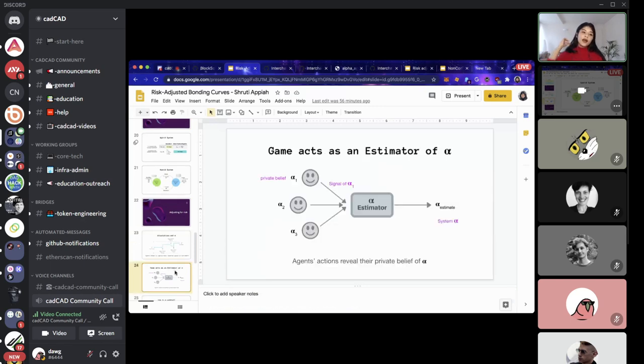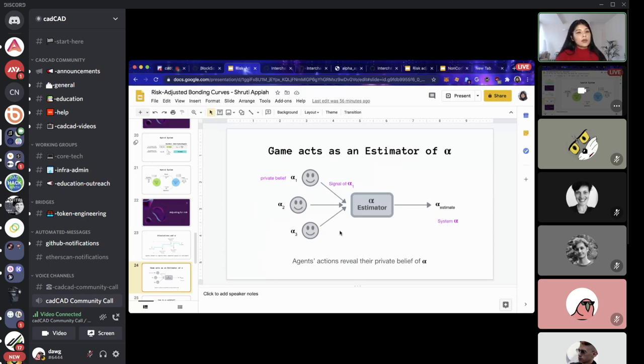And so you can see how with this model, we are able to take the private beliefs of alpha of each of these agents, and we're able to convert them into actions using a policy. And then we're able to send this to an estimator in order to estimate the system level alpha, and then finally arrive at the system level alpha. So a little bit more about how these private beliefs get converted into actions. We do that through a policy.